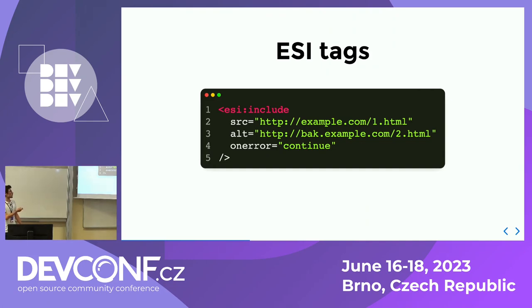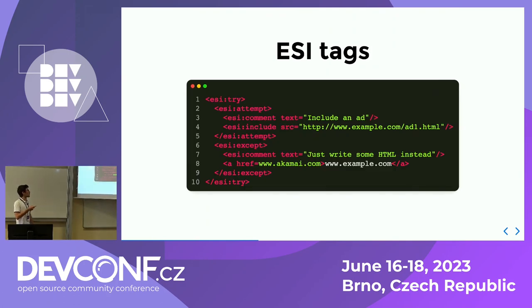Here is an example with the ESI include. We have some different kinds of tags. The include will define the source and the alt. If the source fails, it will try the alt, and on error, you can say fail, and it will stop the render of the page. If it's on continue, it will just omit that and replace it with a blank character.